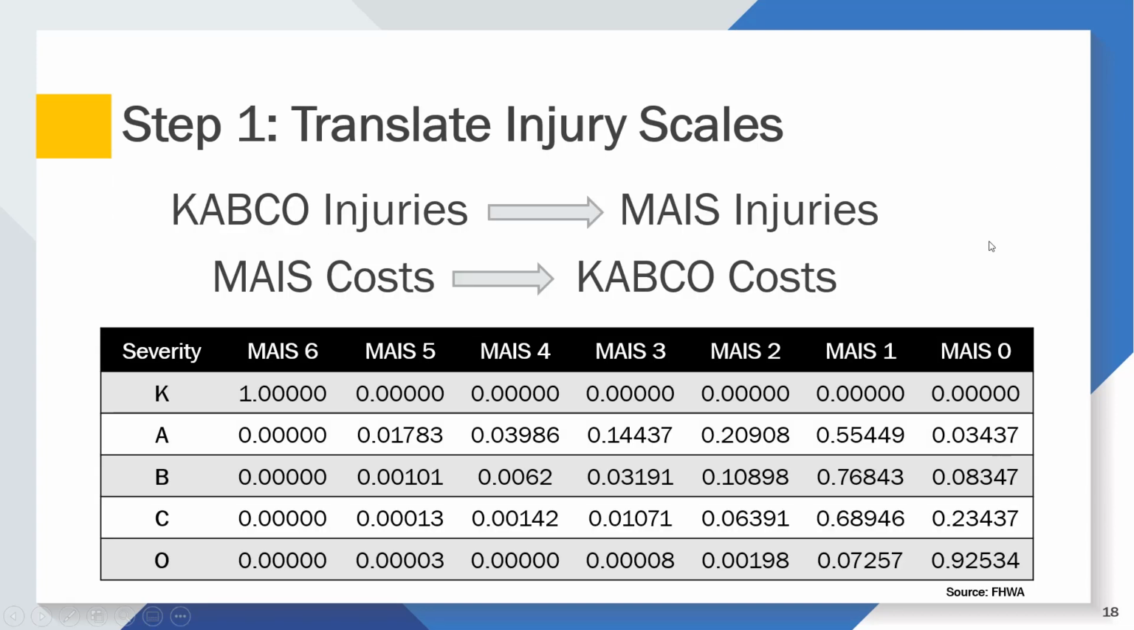While most crashes aren't assigned both KABCO and MAIS classifications, some national research databases report both injury scales. Additionally, some states use probabilistic linkages between crash and medical records to better understand actual injury outcomes. These data form the basis for calculating factors to translate between the 2 scales. There are 2 translations of particular interest for the purpose of developing crash costs. One allows you to estimate the equivalent expected MAIS person injuries from a given number of KABCO person injuries. The other allows you to translate person injury costs from the MAIS to KABCO scale.